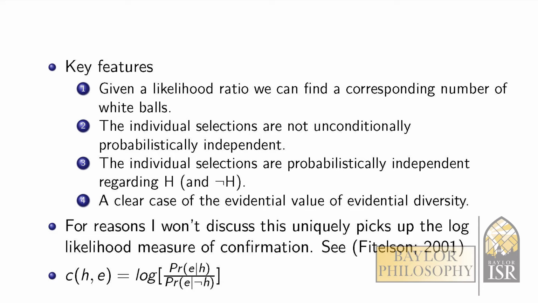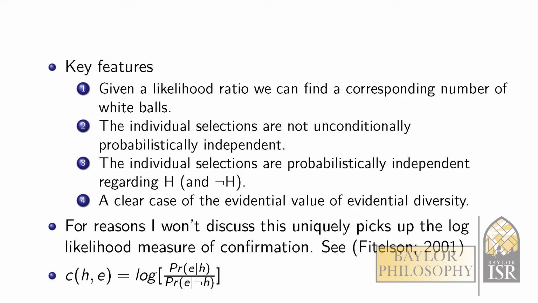For reasons I'm not going to really go into, when you have these kinds of probabilistic features, it uniquely picks out one particular Bayesian relevance measure of confirmation, and that's the log likelihood measure, or a measure that's ordinally equivalent to that. So the log likelihood measure is right over here. The way to read this is C(H, E), the first part, is the confirmation that E offers to H, and that's going to be the log of the likelihood ratio.